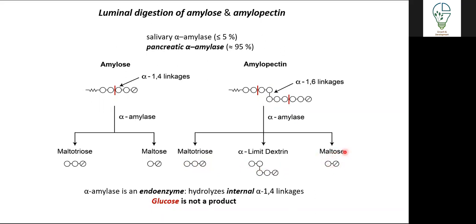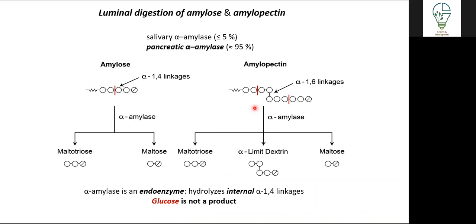Again, just by the work of alpha amylase alone, amylose will be turned into maltose and maltotriose. Amylopectin will be turned into maltotriose, maltose, and alpha limit dextrins. Is this clear? Alpha amylase is an endoenzyme, and it does not produce glucose. We cannot get glucose simply from alpha amylase. Amylopectin is not clear.